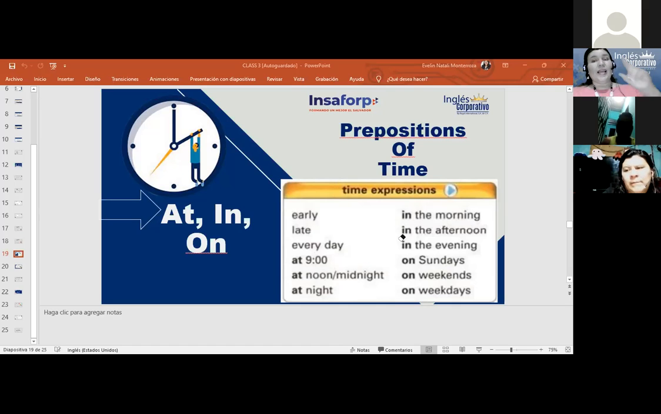You say in the morning, in the afternoon, in the evening, at night. Okay, cuando nos conectamos a la clase decimos good evening, no decimos good night. Good evening, porque es todavía cuando estamos despiertos, aún en la tarde-noche. That's when you use good evening.